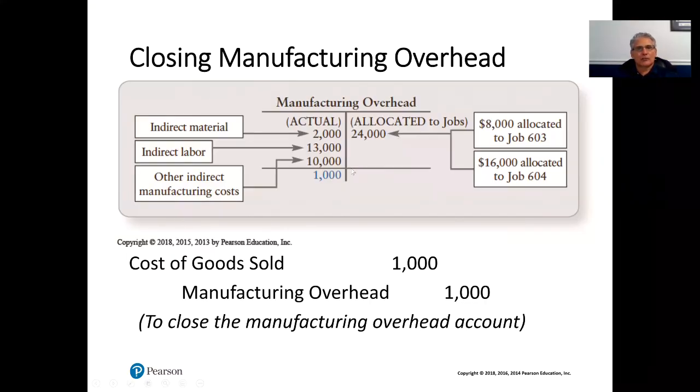That means our actual costs are greater than what we allocated. If you think about that, it means that what we allocated to the jobs was not enough. We underallocated. We know it's underallocated because it's a debit. Debit is an expense, that's a cost. So we have to get rid of that $1,000. What do we do with it? We've got various alternatives, but the simplest way is to take that $1,000 and charge it to the cost of goods sold.